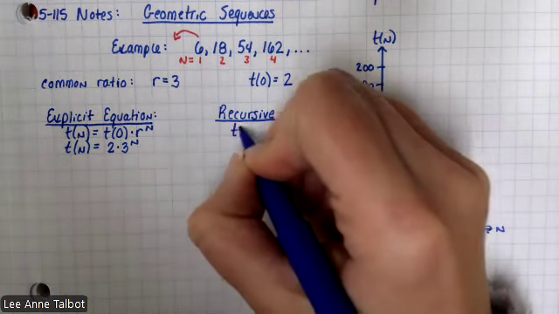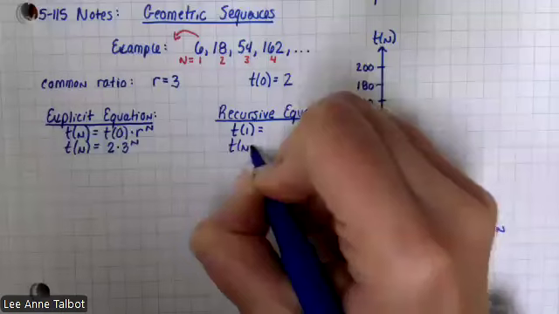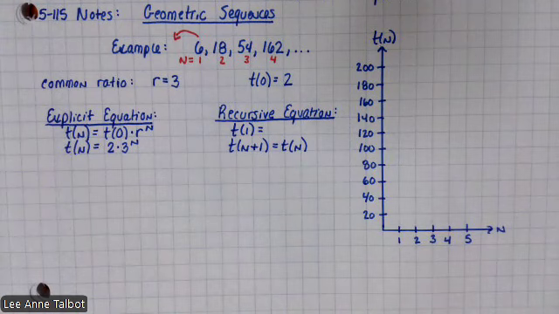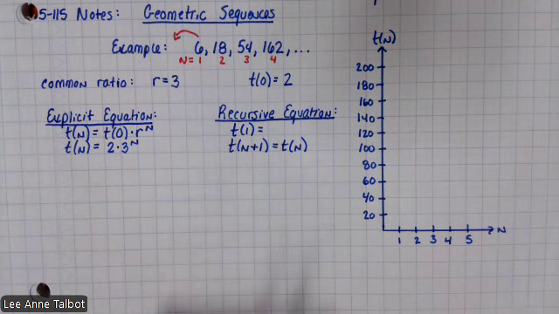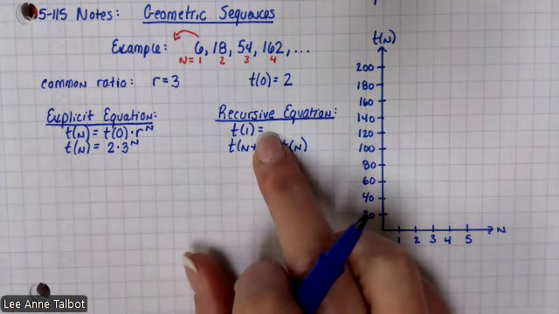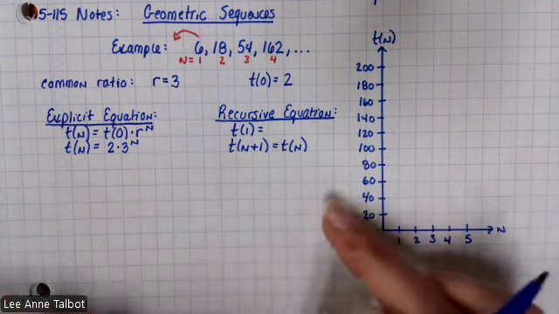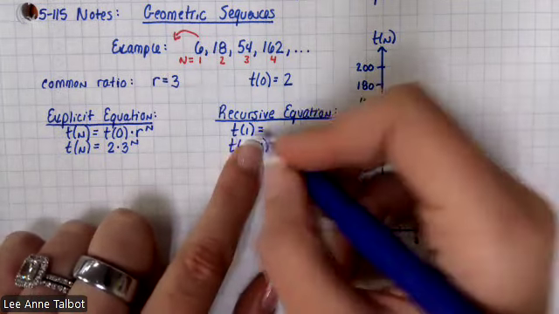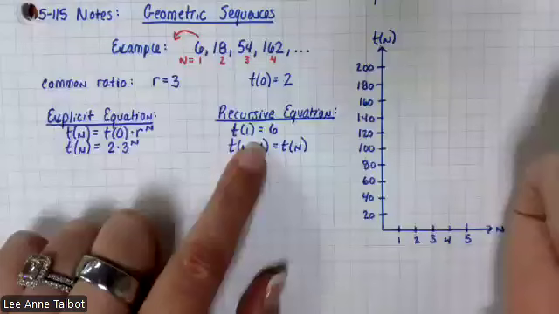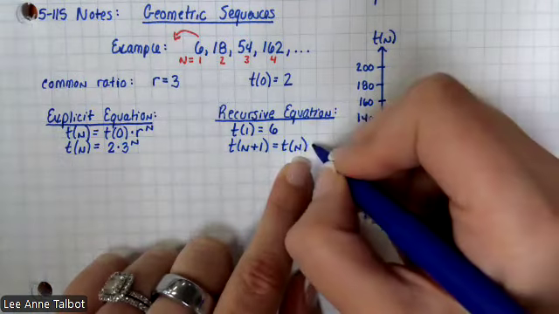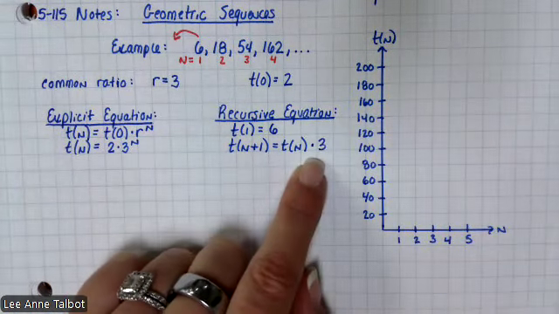Okay, as I said before, all recursive equations have the same setup. They all look like that every single time. The only thing we need to do for each of them is fill in where the sequence starts and what's happening to it in the growth. So this is saying our first term is 6. To get the next term, I take the previous term times 3 each time.